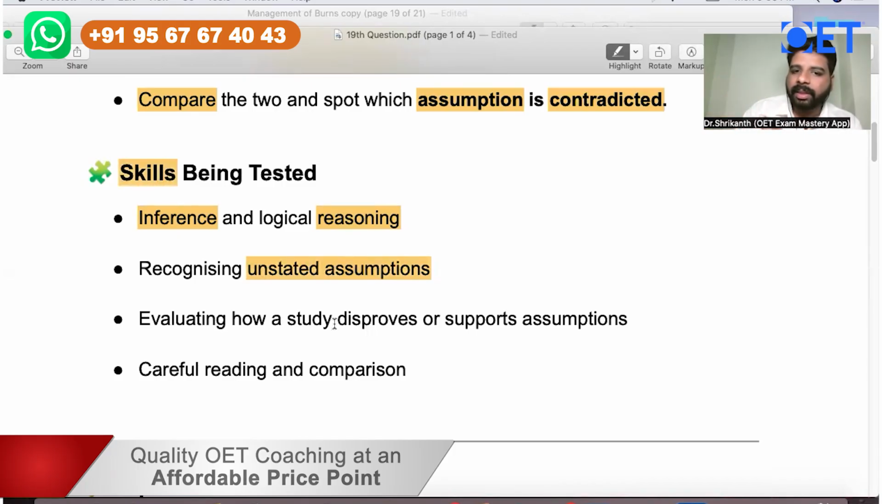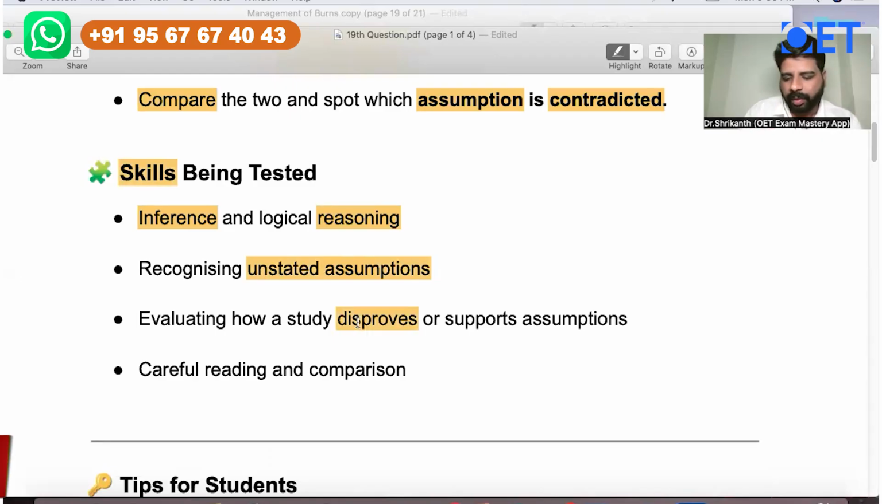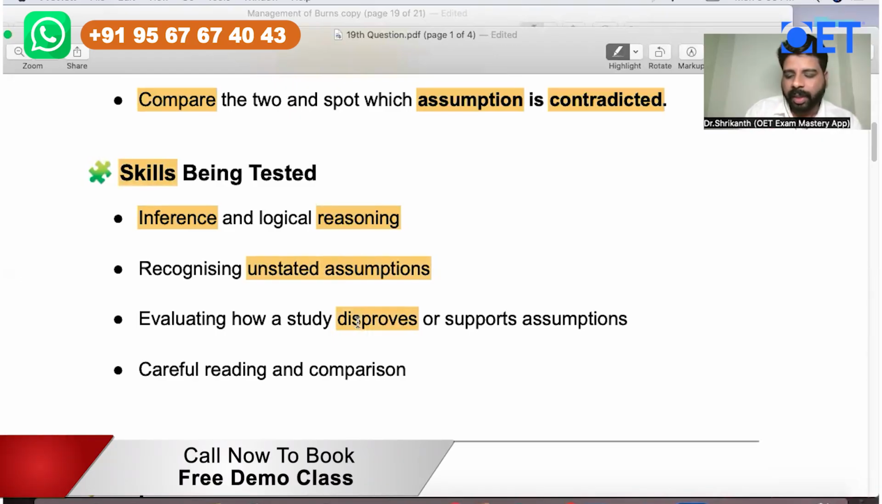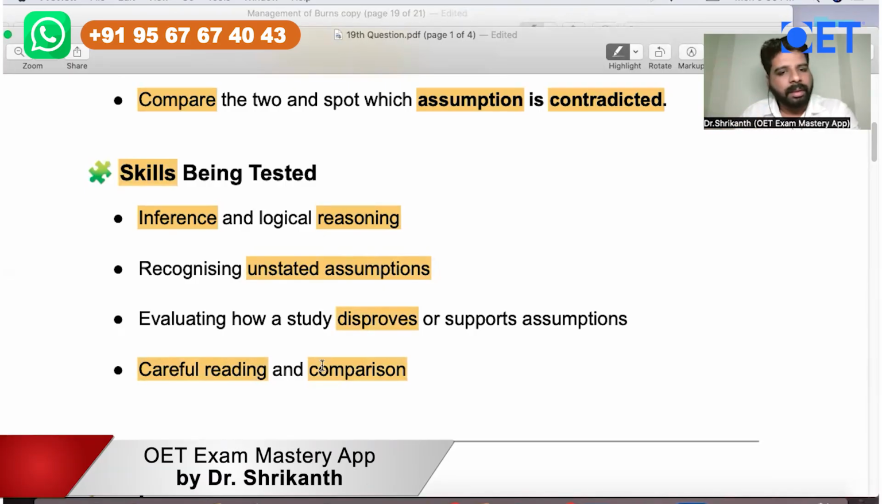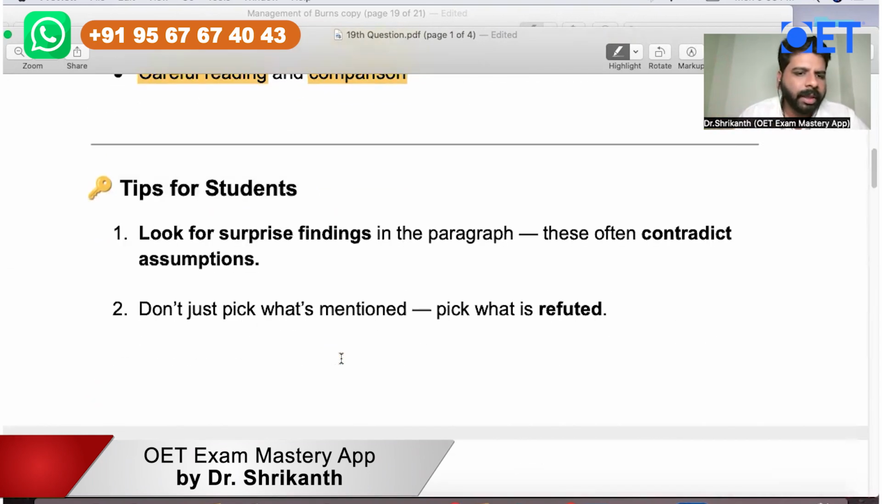Evaluating how a study disproves it, so how one particular information has been disproved. And you should also have the ability to read very carefully and make comparisons. So the assumption and the result of the study, obviously the comparison should be there, only then will you be able to pinpoint the correct answer. Right.